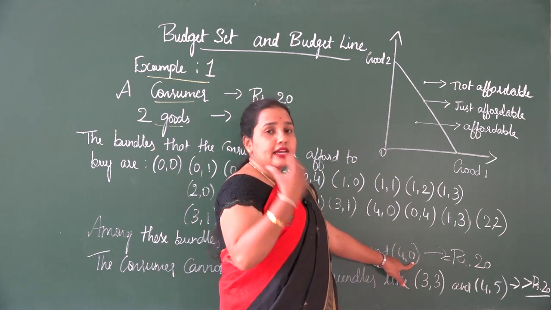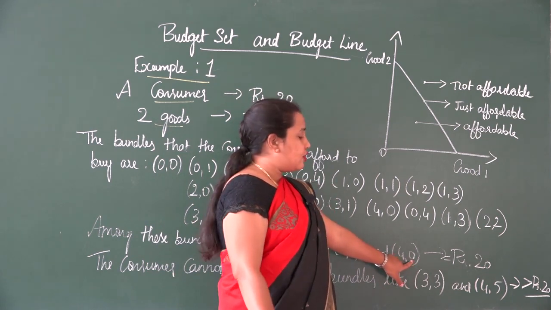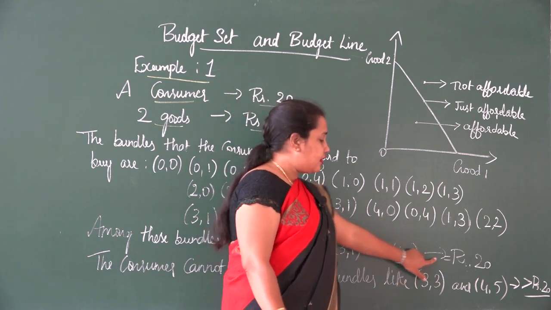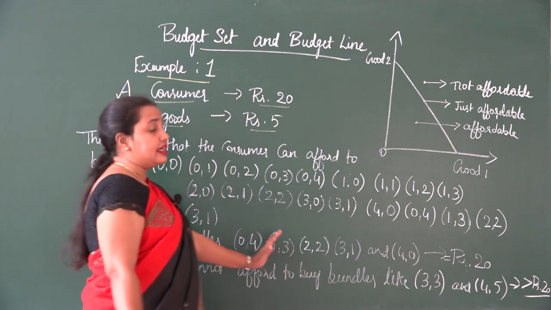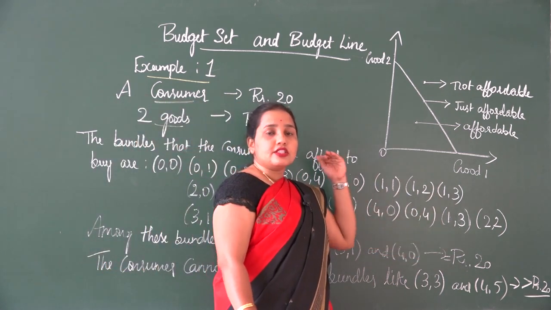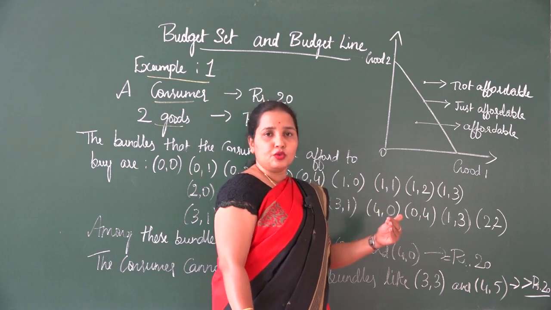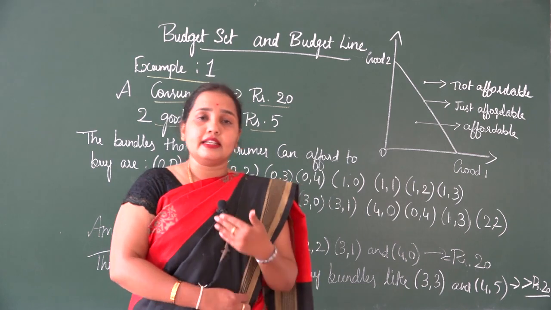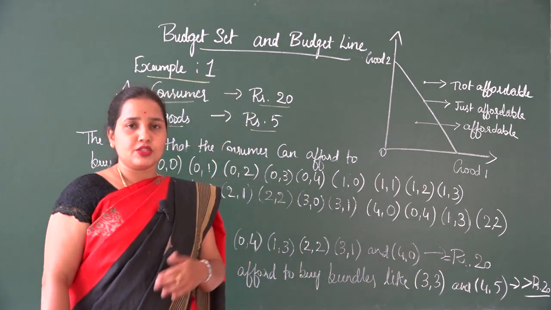When he spends his entire income on good 1, he cannot spend any of his income on good 2. Here all these bundles indicate he is spending exactly 20 rupees on the two commodities. The spending on two commodities is exactly equal to his income of rupees 20.